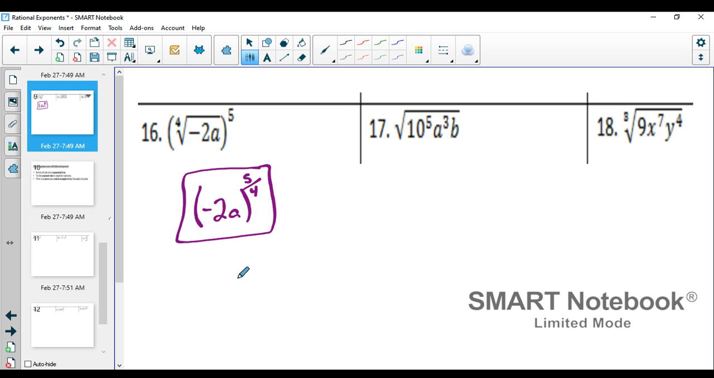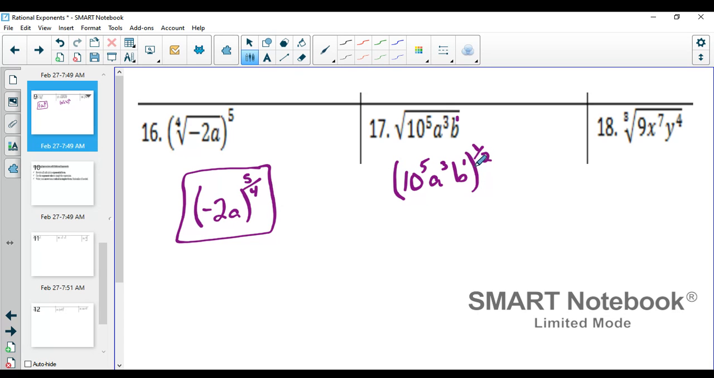And that's as simplified as that one gets. All right, so for this next one, we have the square root of 10 to the 5th, a cubed, and b to the 1st power. So we have 10 to the 5th, a cubed, b to the 1st, all to the 1/2 power.